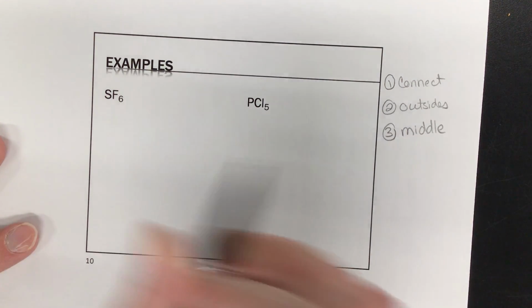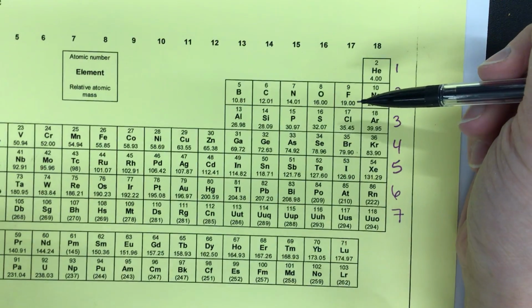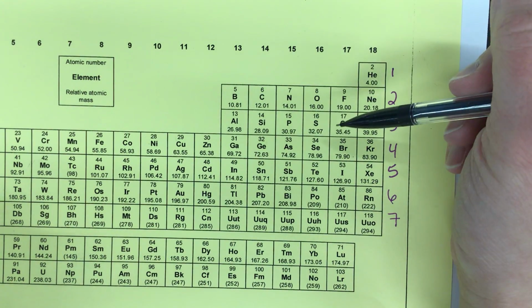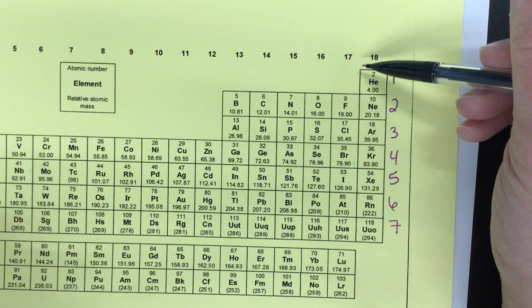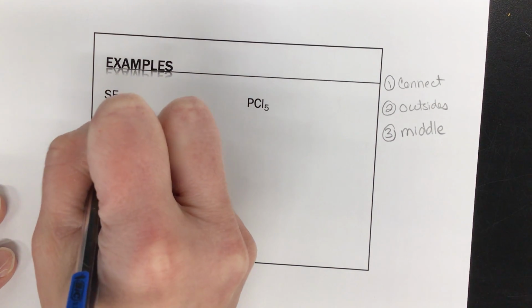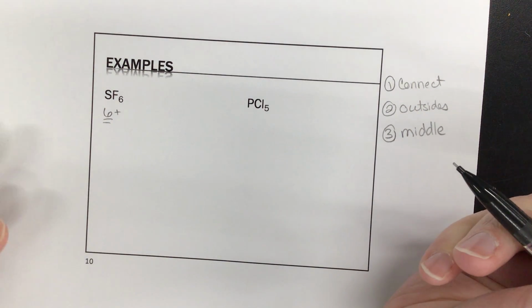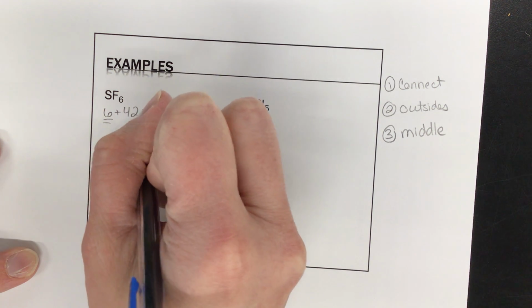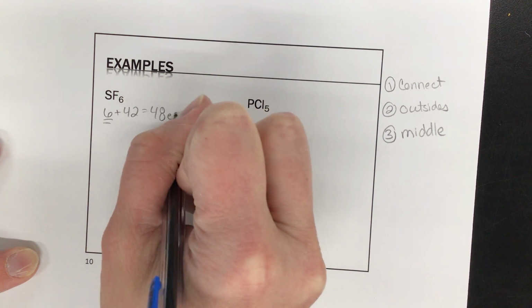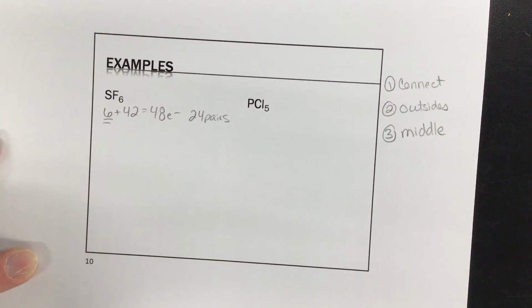So SF6, sulfur is in group 16. So that is 6 valence electrons. And then fluorine is in group 17 and gives us 7 valence electrons. So sulfur is able to make 6 bonds. Plus there's 7 for each fluorine times 6 is 42. That's 48 electrons, which comes out to be 24 pairs. Okay, because I'm dividing by 2.